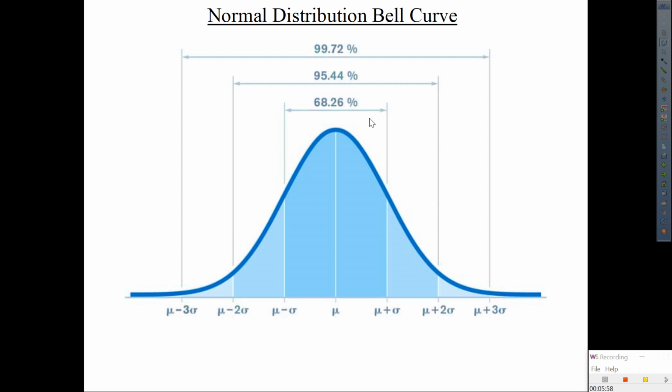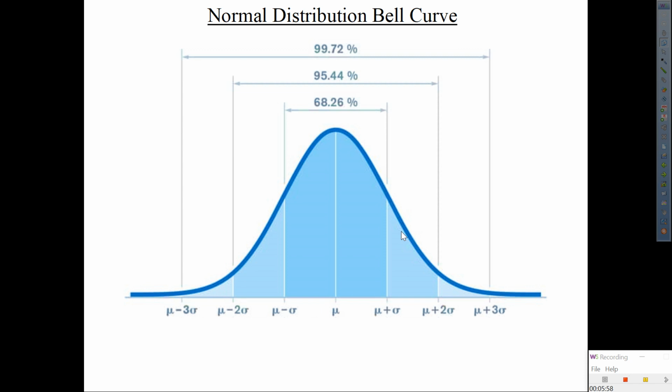68.26% of the total. How much? 68%. When you go to two standard deviations up and two down, it encompasses 95.44%. And then if we go to a third standard deviation, that is 99.72%. And that's the normal distribution curve. And once again, you have these notes, I'm pretty sure.